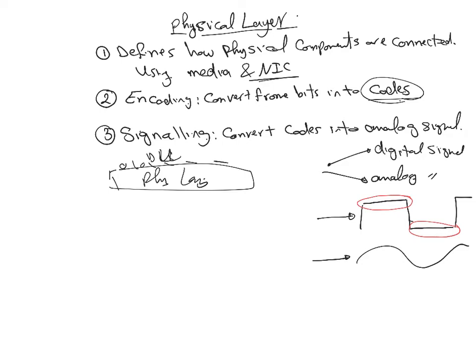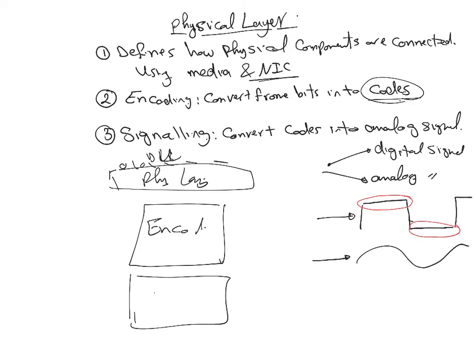Okay, so that's encoding. Of course, on the network interface card we have two separate circuits, the encoding circuit and the signaling circuit. This encoding circuit uses certain schemes or techniques to convert the frame bits into these digital signals. In the material, we have discussed two schemes for encoding. What are these schemes and what is the difference between them?